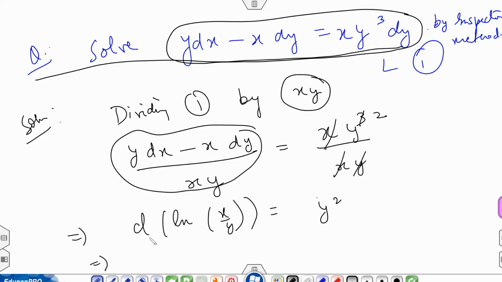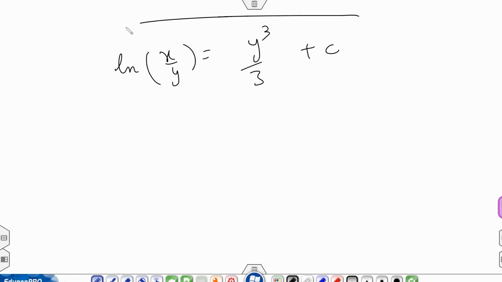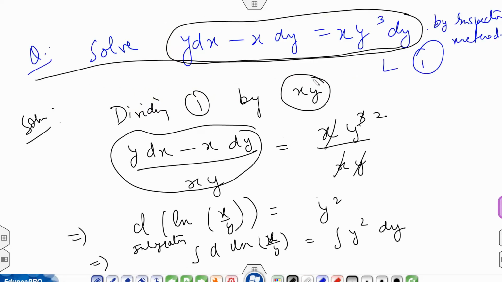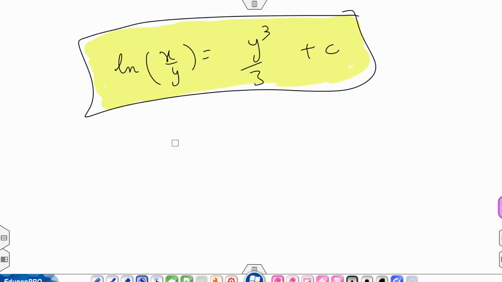Now, to find the solution, I can integrate this. After integration you are left with x by y is equal to y cube by 3 plus c. This gives you the solution of the differential equation. So here also the integrating factor is mainly 1 by x into y. Applying this to the differential equation, it is converted into an exact differential equation, and then you can solve it and find the solution.